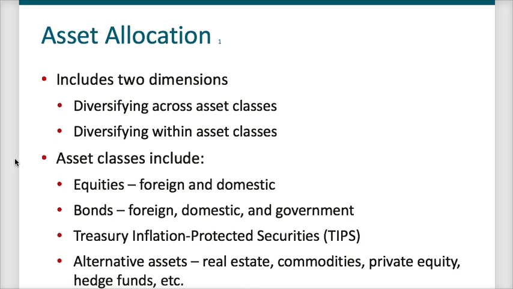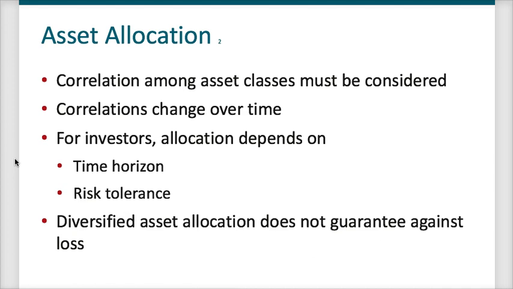These will basically guarantee protection against inflation, and possibly alternative assets such as real estate, commodities, private equity, hedge funds, Bitcoin. These can all be thought of as alternative types of assets. So these are tools or building blocks to build portfolios.